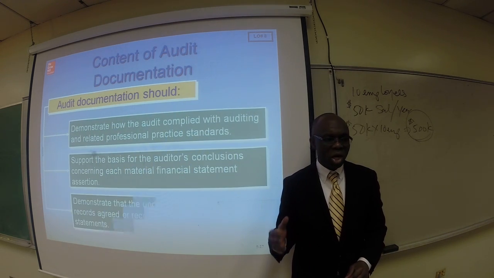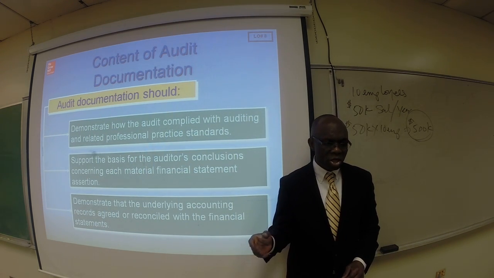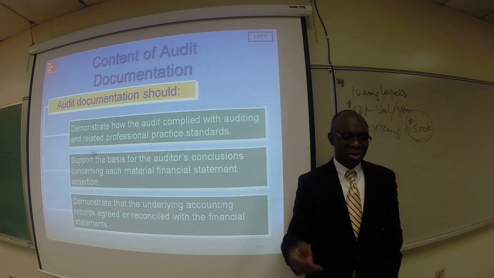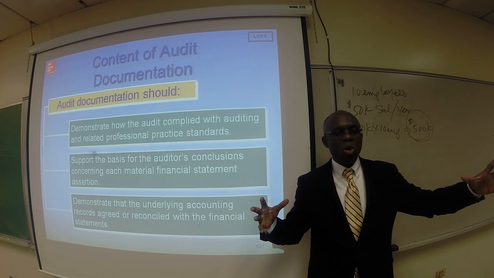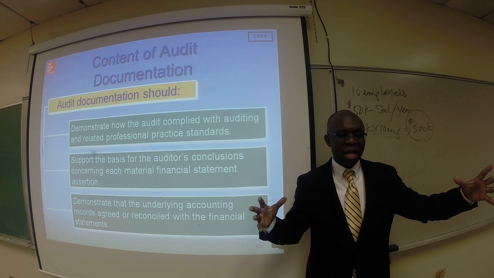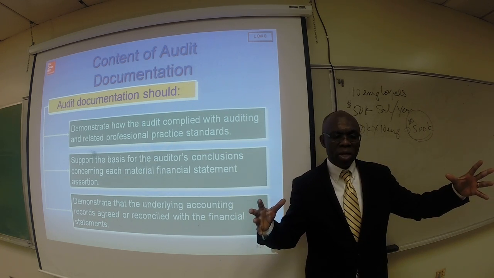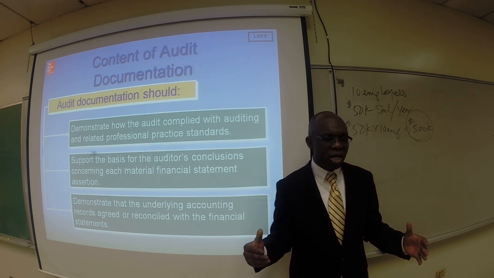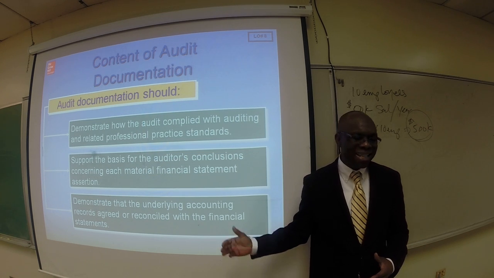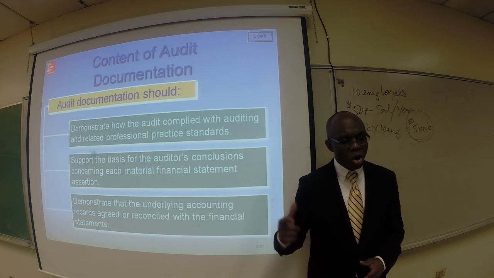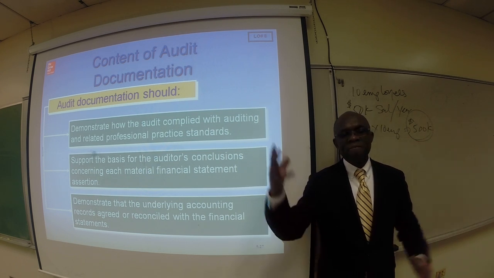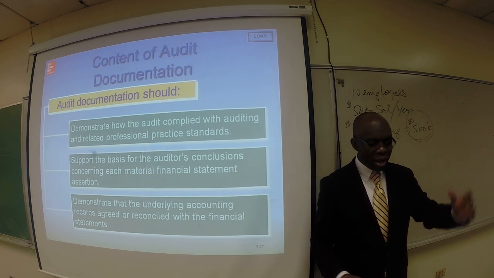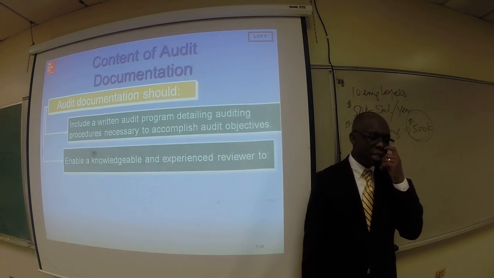So moving along, let's take a look at the content of audit documentation. Audit documentation should, this is very important, demonstrate how the audit complies with GAAS. All right. So in other words, somebody going through your audit working papers should be able to find adequate evidence that you actually comply with generally accepted auditing standards. Number two, support the basis for the auditor's conclusion concerning each material financial assertion. And number three, demonstrate that the underlying accounting records agree or reconcile with the financial statements. So the ultimate financial statements that are being produced, the working papers should be able to demonstrate a link between them.